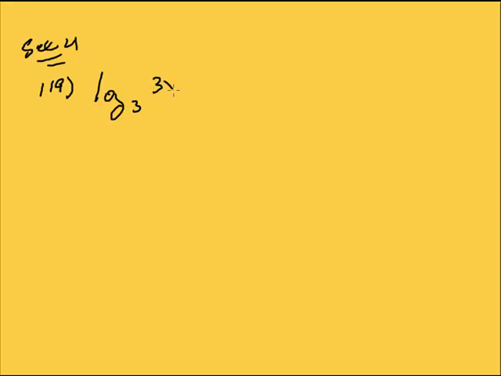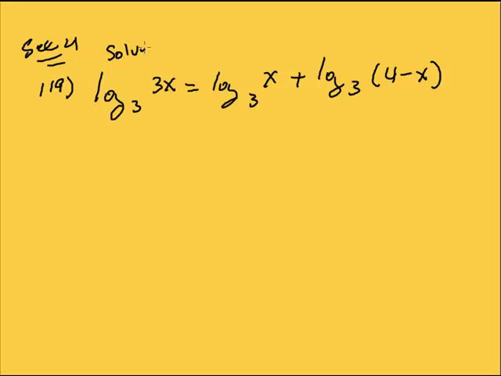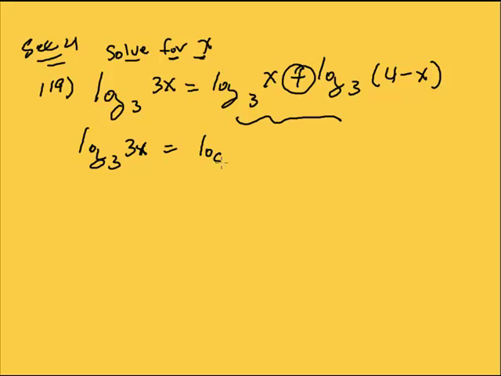Log base 3 of 3x is equal to log base 3 of x plus log base 3 of 4 minus x, and you're asked to solve for x. What we have to do is combine the terms on the right-hand side. On the left side you have log base 3 of 3x, and on the right-hand side, because a plus in logarithms means multiplication, log base 3 of x times 4 minus x.